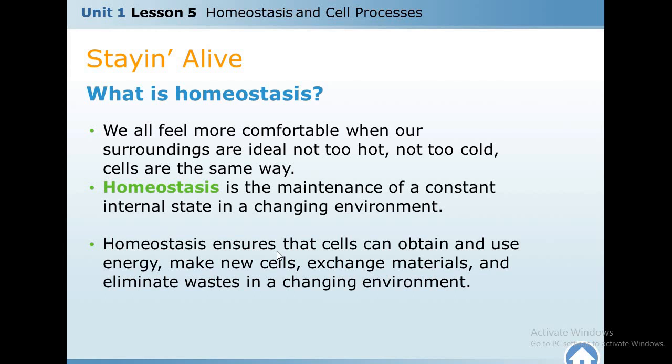So homeostasis is a balanced state, a stable state that the cell needs to reach to be stable or to be comfortable. So homeostasis is the maintenance of a constant internal state, or maintenance of a constant stable state in a changing environment. Homeostasis ensures that the cell obtains and uses energy. They are good, they are doing their function, they are exchanging, they are reproducing, they are eliminating waste. This is the homeostasis.